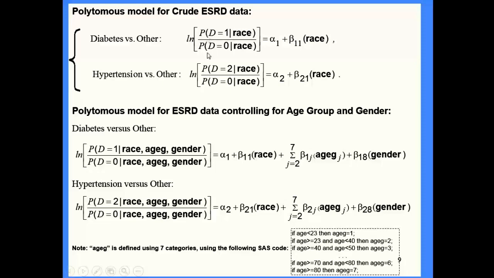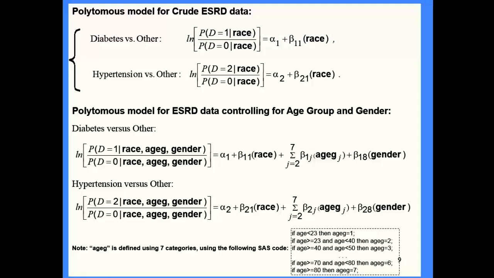Now, first of all, one question to ask is P of D equal to 1 given race divided by P of D equal to 0 given race, is that an odds? Is that an odds when you've got 3 categories? What's an odds when you've got 3 categories? Having it versus not having it, right? And this is not exactly that. It's like an odds, similar to it, but it's not an odds because it's only comparing one category versus another. If you take the log of this, it's like a logit, but it's not technically a logit.